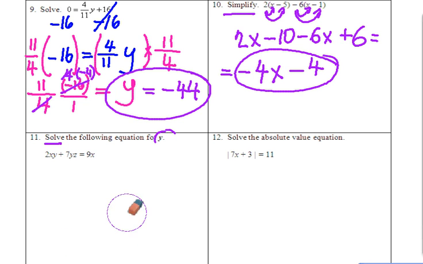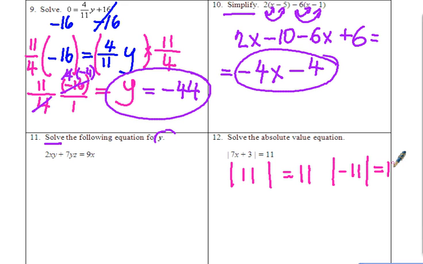And this is an absolute value problem. And I hope by now you remember that there are only two numbers that have absolute value equal to 11, and that's 11 and negative 11. So the absolute value of 11 is 11, and the absolute value of negative 11 is 11 as well. And this is the key for solving this problem.